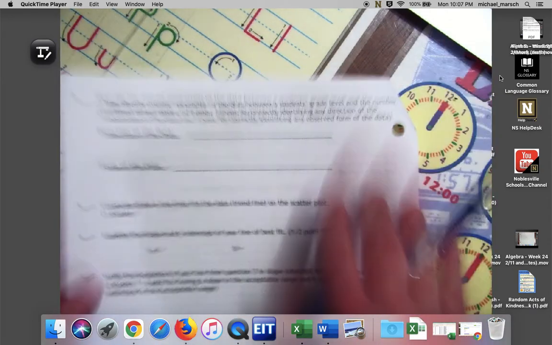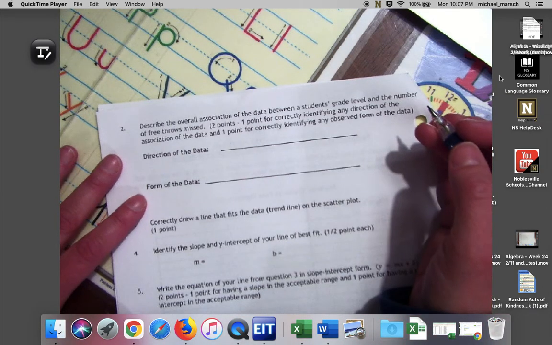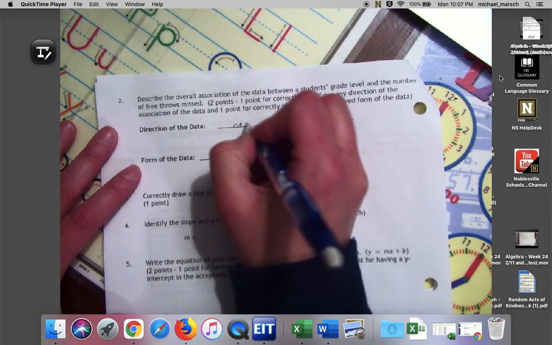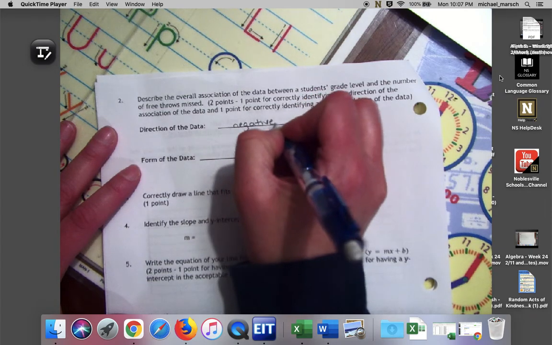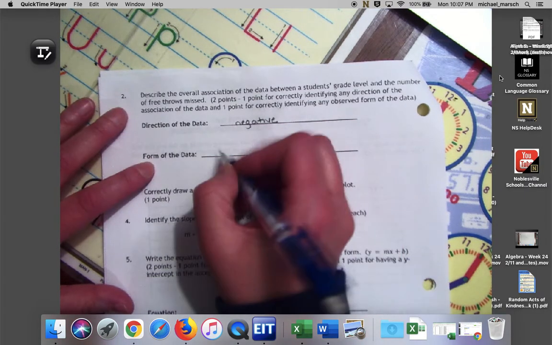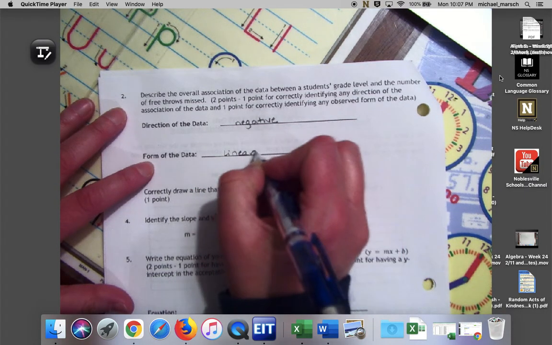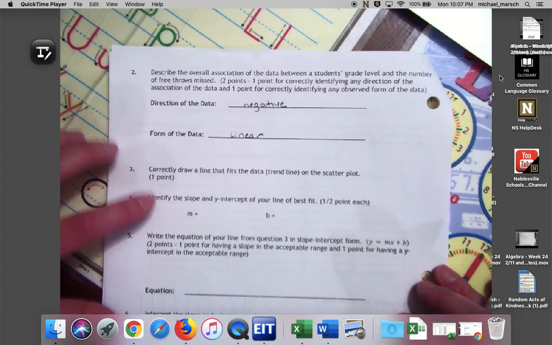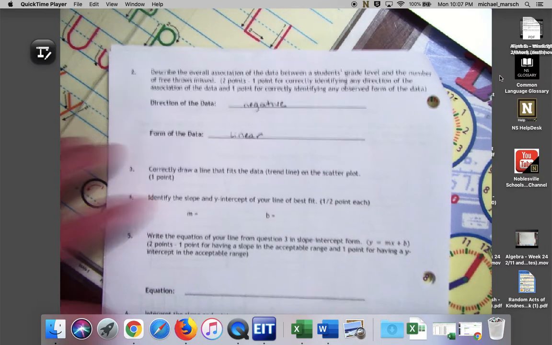It says describe the overall association. Okay, so as you can recall, it's going in a negative direction because in theory, someone should miss less and less over time, right? So that's a negative value. And the form is linear, right? We were able to create a trend line, so it's considered linear. We drew our line of best fit. Now I need my slope and my y-intercept.